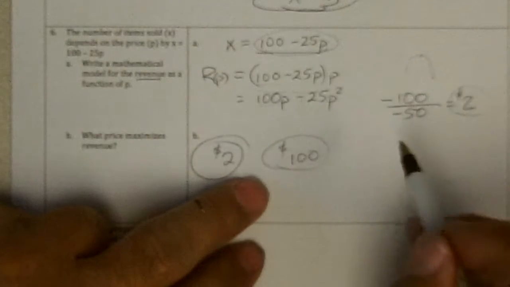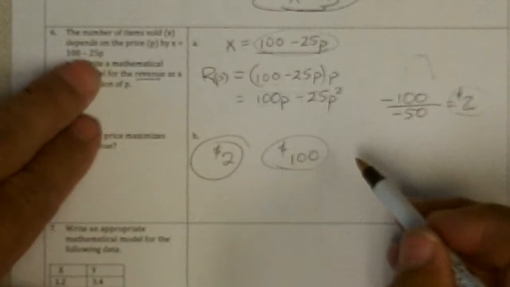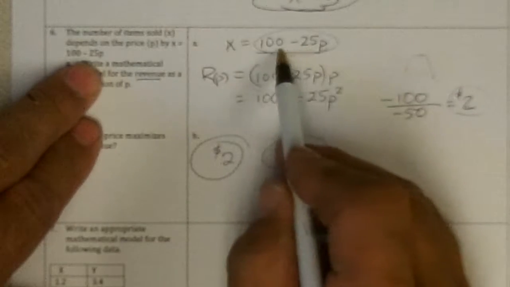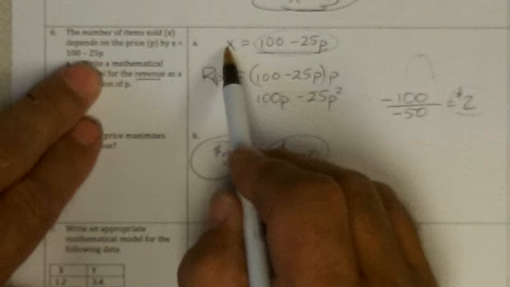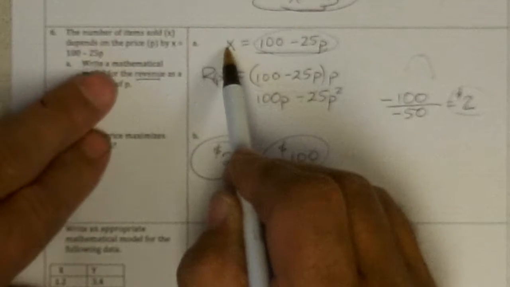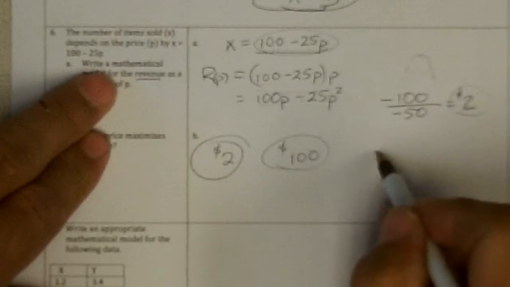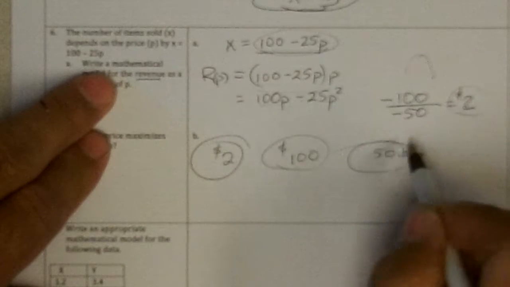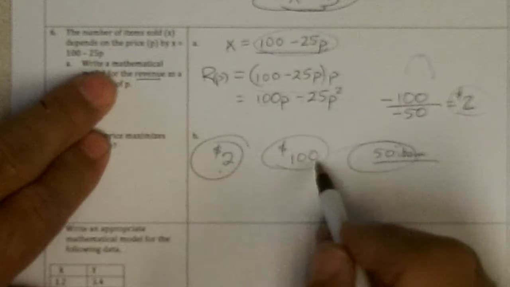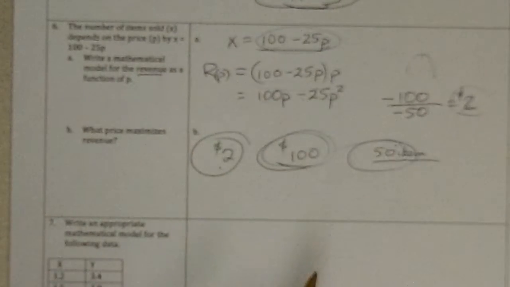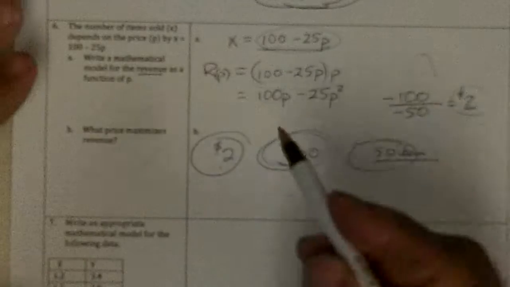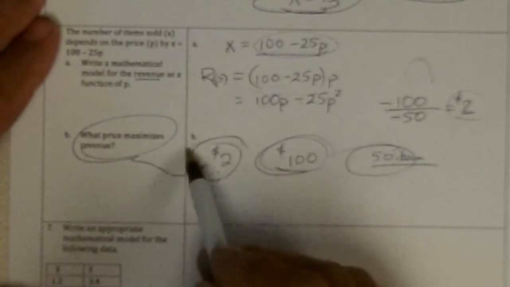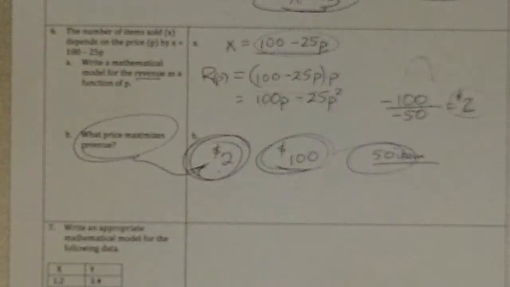I could also ask for what quantity produces the maximum revenue. And so 2, you would go back and put it into here to find the quantity, because x was the number of items sold, which would have been 50. 50 items sold at $2, maximizing revenue at $100. So, but for this problem, this asks for this answer. So you have to read the question and make sure you're answering the right thing.